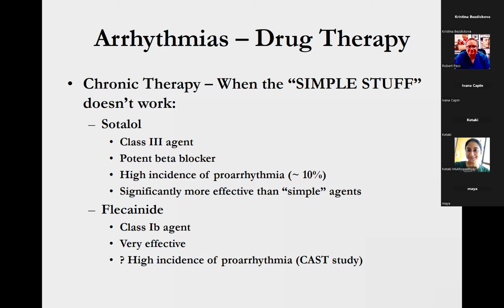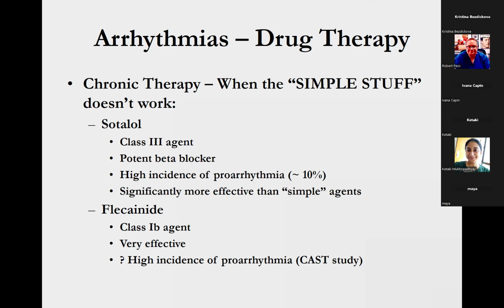It's a class 3 agent, meaning that it has potassium channel blocking capabilities, but it's also a beta blocker. So sotalol you should think of as a combination agent. It is not only a beta blocker. Sometimes people mistakenly think it's a beta blocker exclusively because it has the letters ALOL at the end, like all beta blockers. It is a beta blocker, but it is also a class 3 agent.